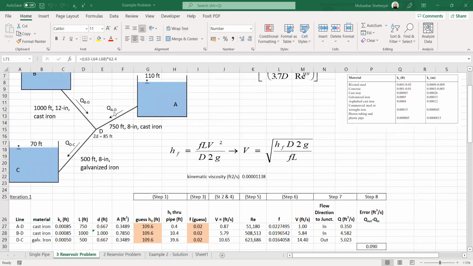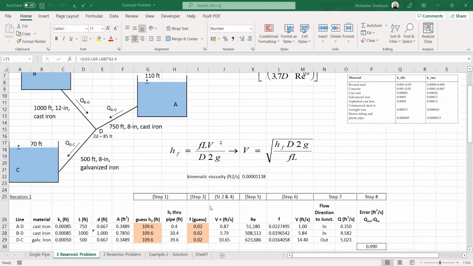So we have to denote each pipe. This pipe will be denoted as AD, this pipe will be denoted as BD, and this pipe will be denoted as DC. Each pipe has a specific material: cast iron and galvanized iron pipes are used for this problem, and each pipe also has a roughness coefficient.